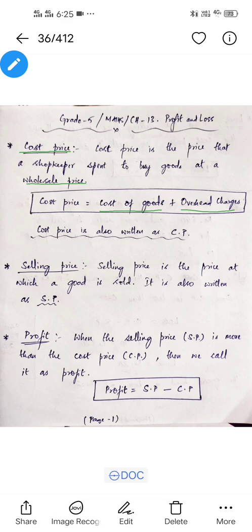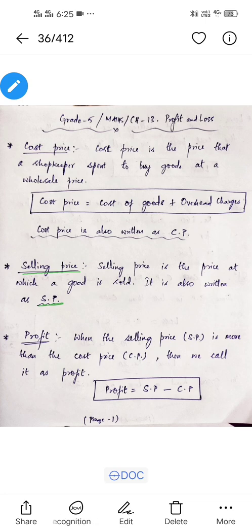So cost price is the cost of goods plus overhead charges, and in short form we write it as CP. Now if you look at the second point, that is selling price. Selling price is the price at which a good is sold. It is also written as SP.